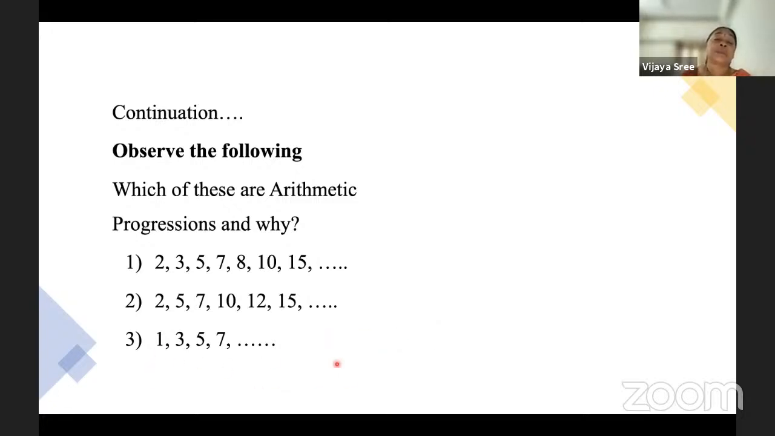This is the arithmetic progression. This is not an arithmetic progression, and this is also not an arithmetic progression. Why? The common differences are not the same in this list, and the common difference here is also not the same. So these two are not arithmetic progressions. Only this one is an arithmetic progression, because the common difference is the same in this given list. Okay, next.